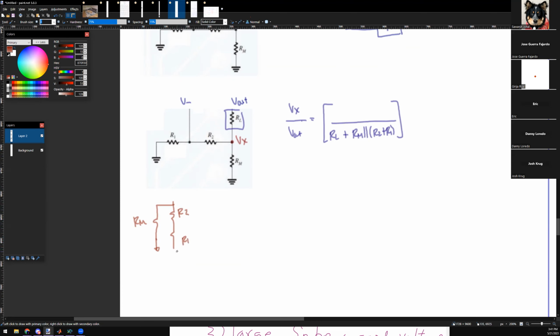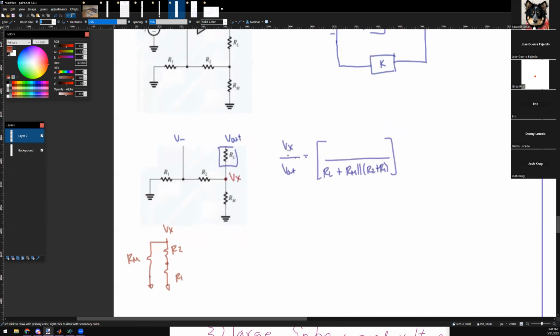Okay, so that was throwing me off. It's considering the node V minus there. Did I write V minus anywhere? No. Okay, so it's a voltage divider.